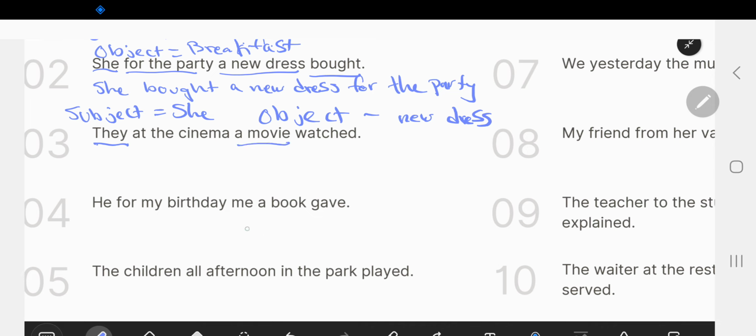He, for my birthday, me a book gave. So, which means he gave me a book for my birthday. He gave me a book for my birthday. So what did he give? A book. Who's the subject? He. So this is the object, and this is the subject.